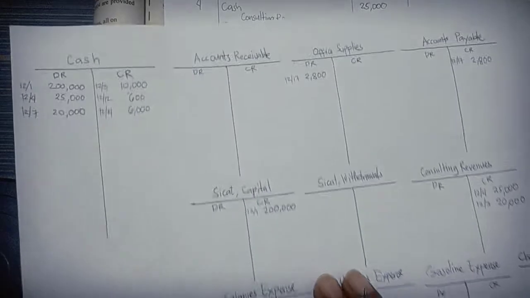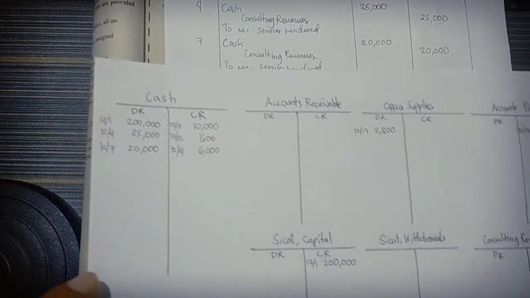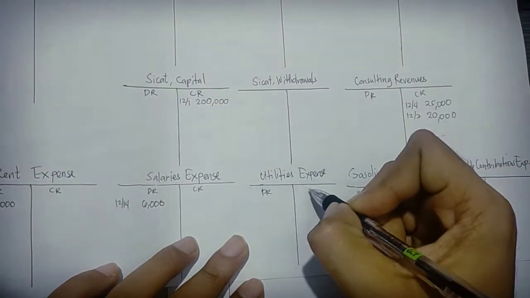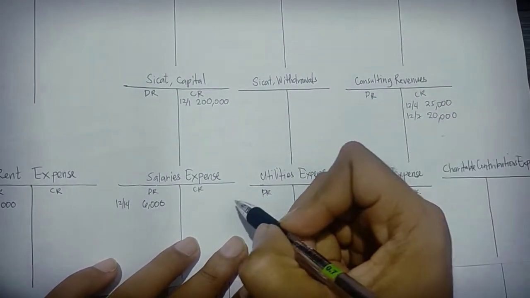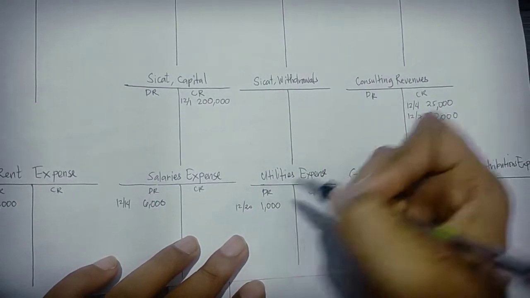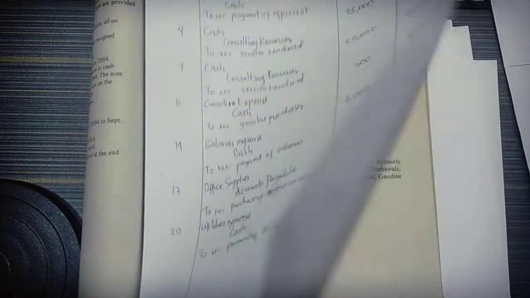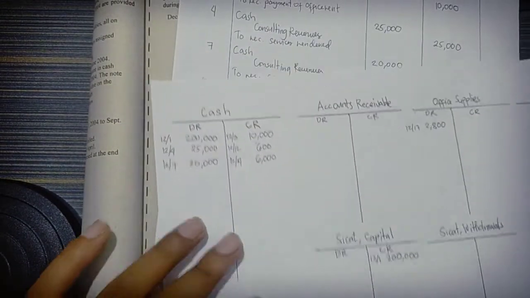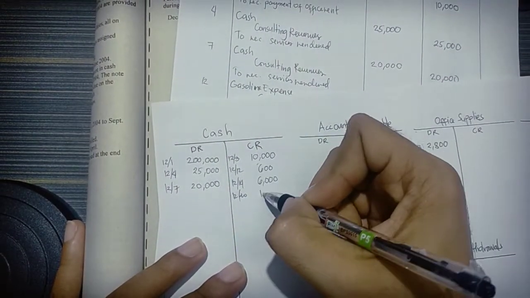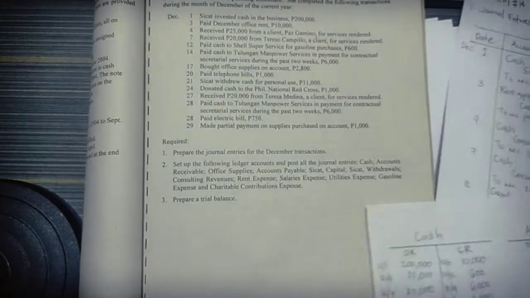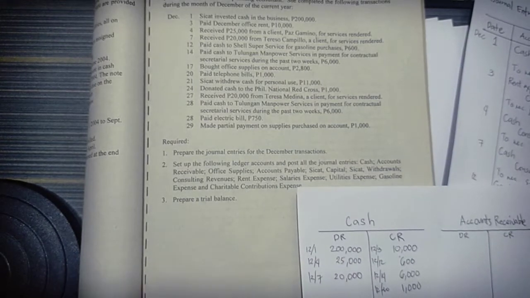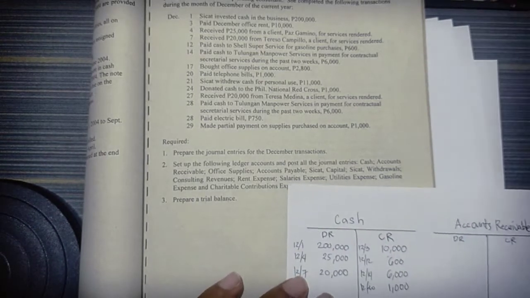Then, reflect it here again. So, we have debit utilities expense. So, dito. December 20. So, don't forget the date ha. Kasi pag walang date, minus na yan. Tapos, credit. Wala pa. Credit cash, 1,000. Okay, next we have December 21.